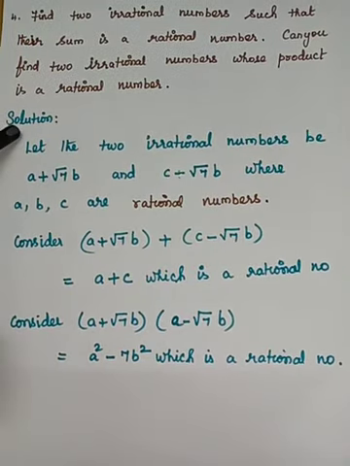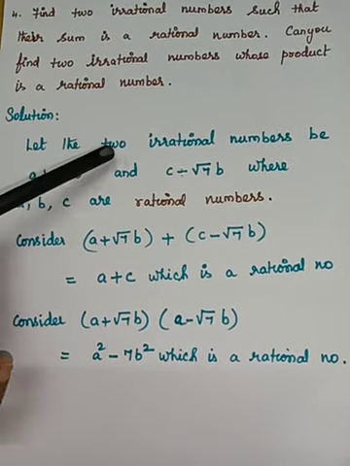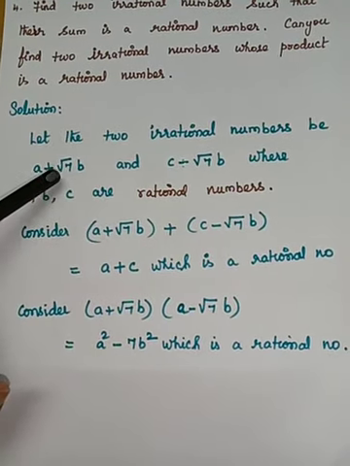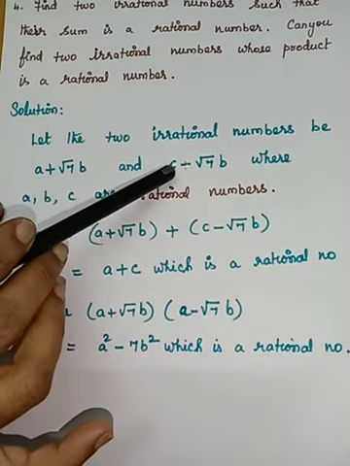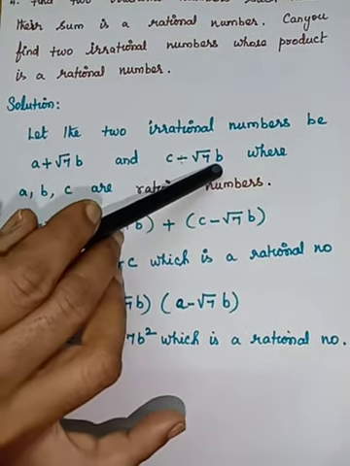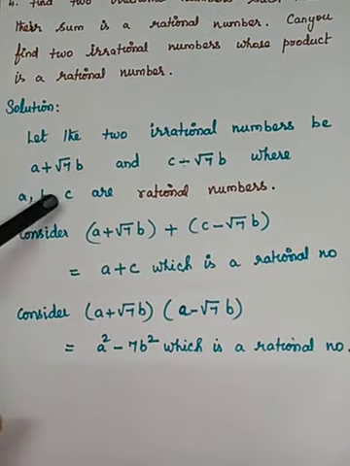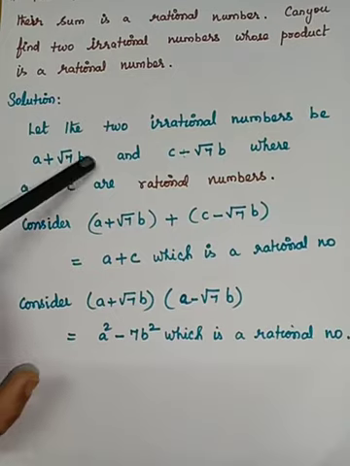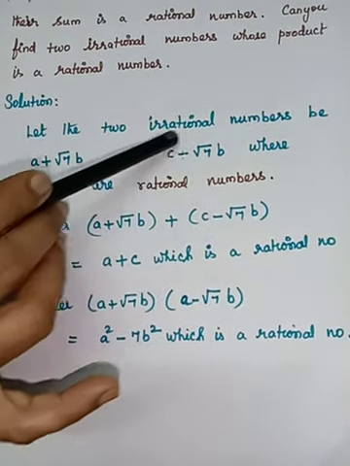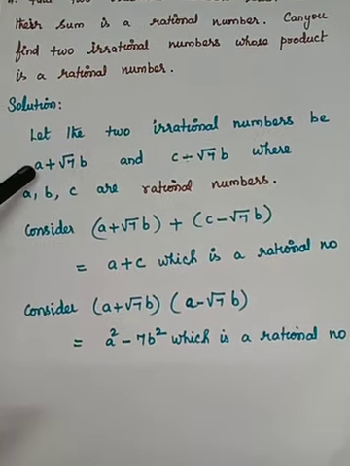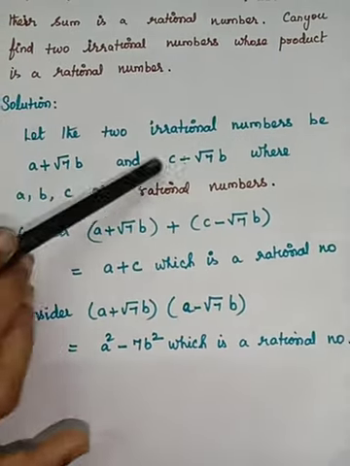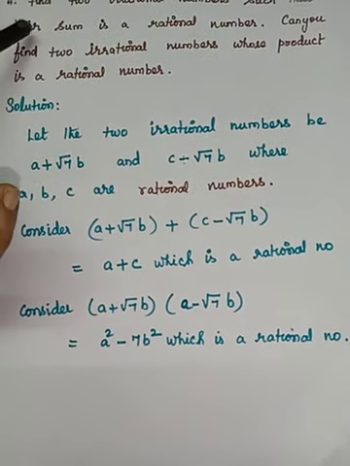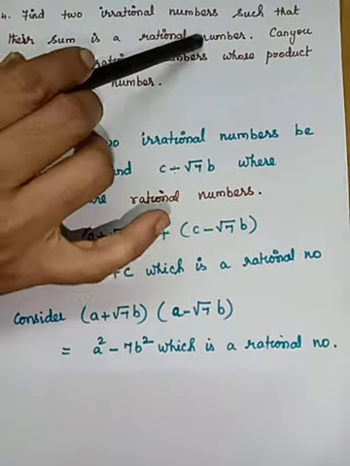So, see the solution. First we are going to consider two irrational numbers. I have taken, generally, a plus root 7b and c minus root 7b, where a, b, c are rational numbers. Okay. See now, this is an irrational number, this is also an irrational number. In that, a, b, c are rational numbers. So, here what do we have to prove? We have to find their sum is a rational number.